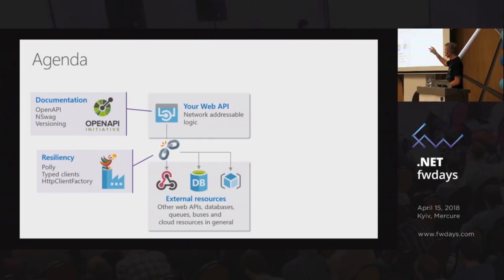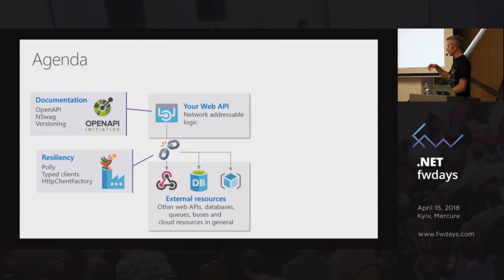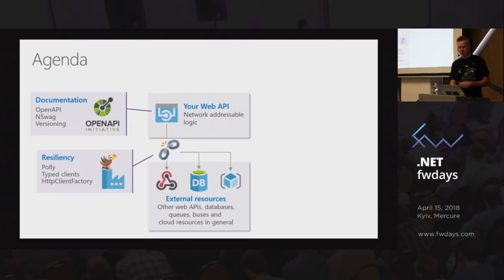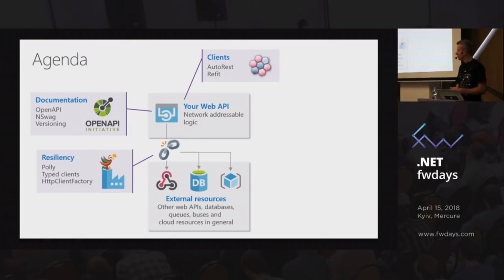We'll look at the OpenAPI documentation that you can generate. Normally Swashbuckle, maybe you've heard of it, will be used, but Microsoft is investing heavily into NSwag, so I picked that library. And we'll also look at the versioning of your API, because it will evolve over time, and you need to take care of that.